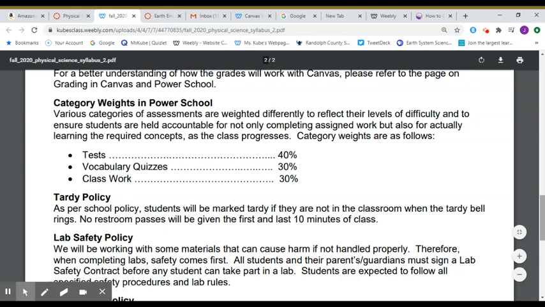Tests are weighted to count 40% of your total grade. There aren't that many tests, and so it doesn't end up affecting your grade a bit. Right? Vocabulary quizzes are 30%.